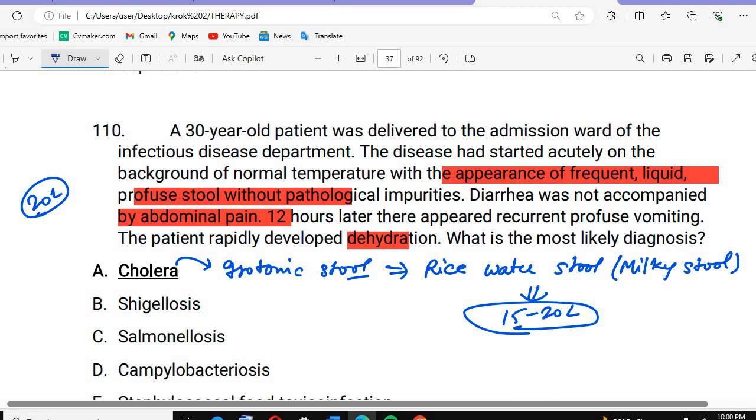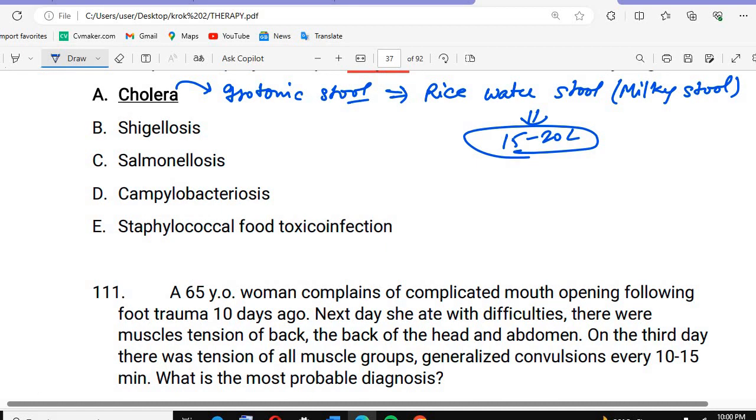The patient will have a rapid pulse, tiredness, dry skin, vomiting. All these are the clinical features we see in the case of cholera. And which bacteria causes it? Vibrio cholerae. It is caused by Vibrio cholerae.